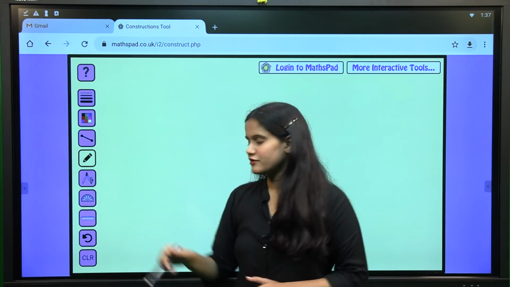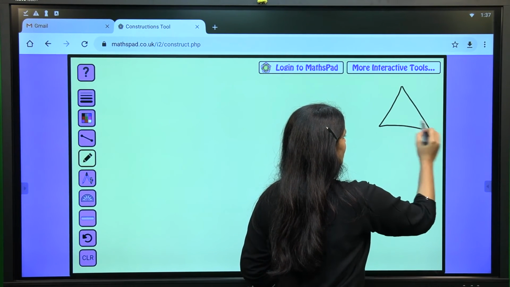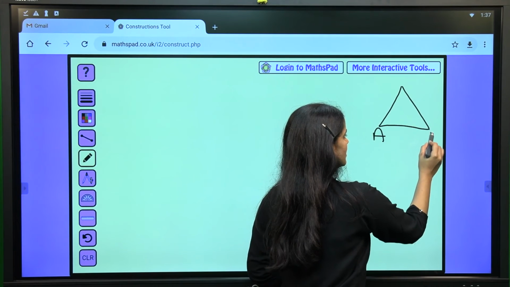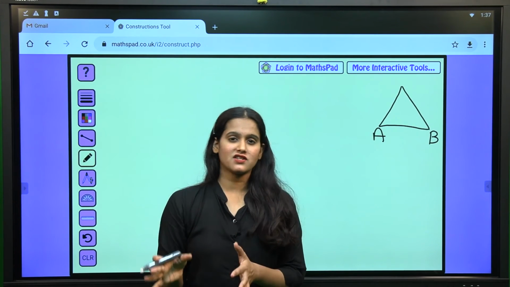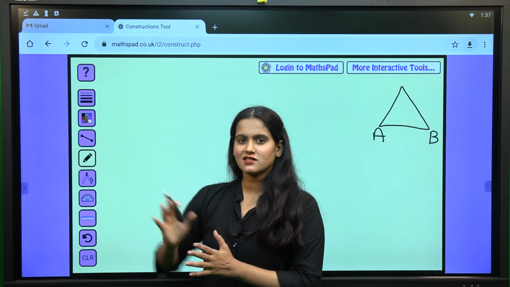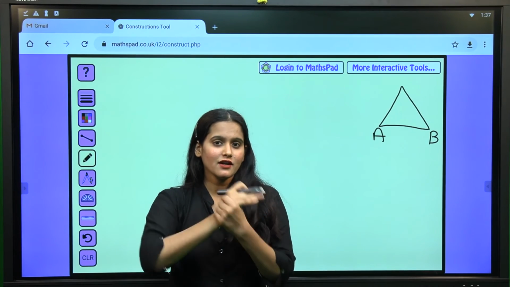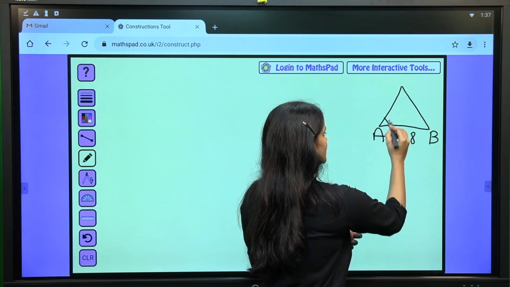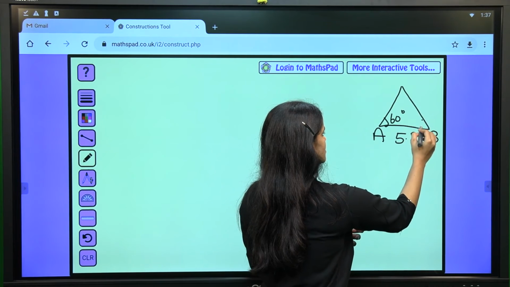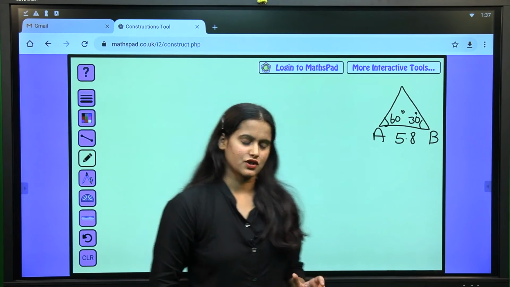Okay, I'll just draw the rough diagram here. In exams also, always remember, draw a rough diagram, so you'll have one idea, then you can do the construction easily. If you start with the construction directly, you'll be stuck there. That's why draw the rough diagram and then do the construction. So it is 5.8, this was 60 and this was 30 degree. Okay, then let's do the construction.